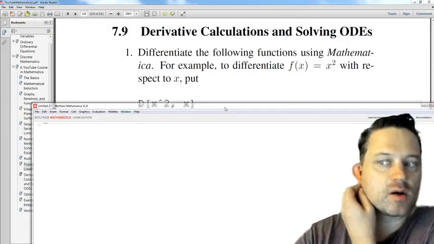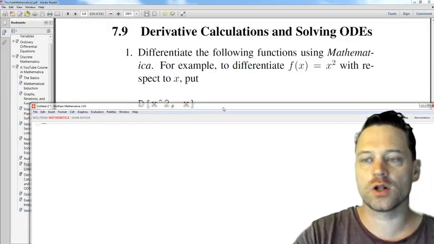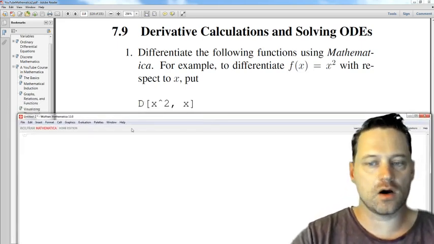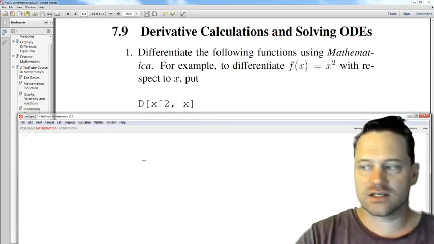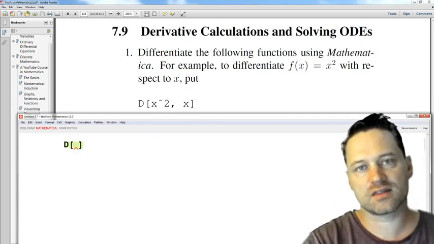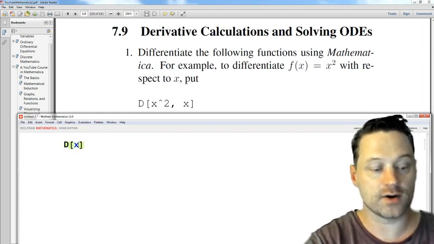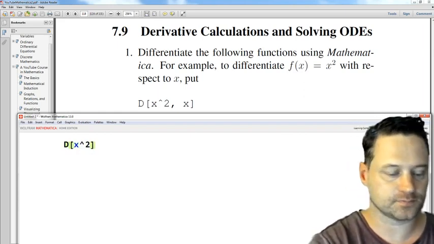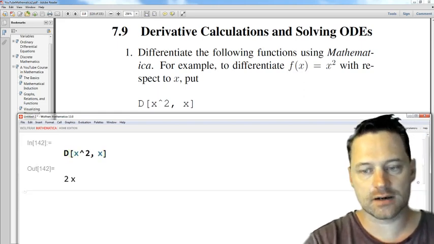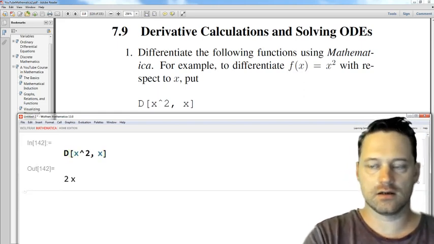Okay, so our first problem says differentiate the following functions using Mathematica, and then we're given some code. Alright, so let's just start by entering this. So this is to take the derivative of x squared with respect to x. I just enter that, shift enter, and I get 2x.